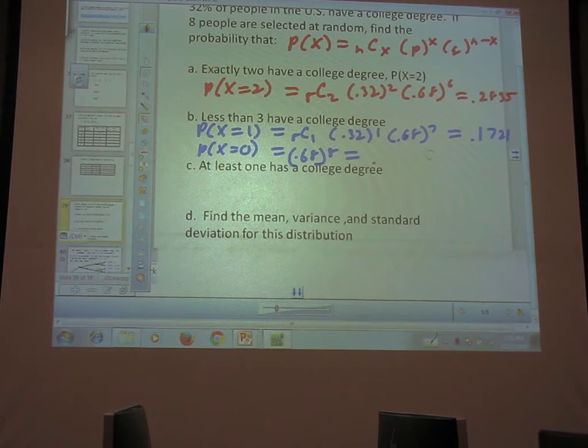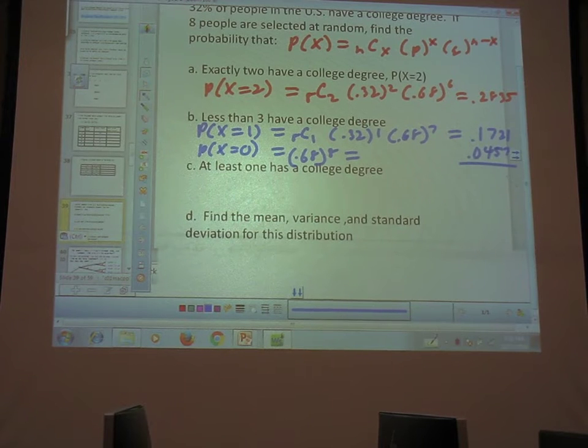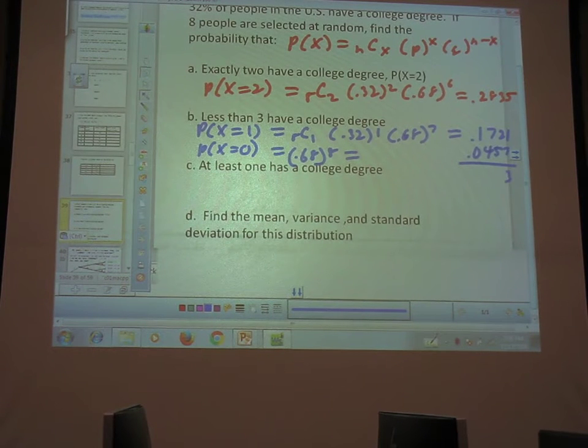I'm going to write it over here so I can add them up easier. So when you add them all up, you get 0.315. You get that, right? Okay, good. So that's your answer.